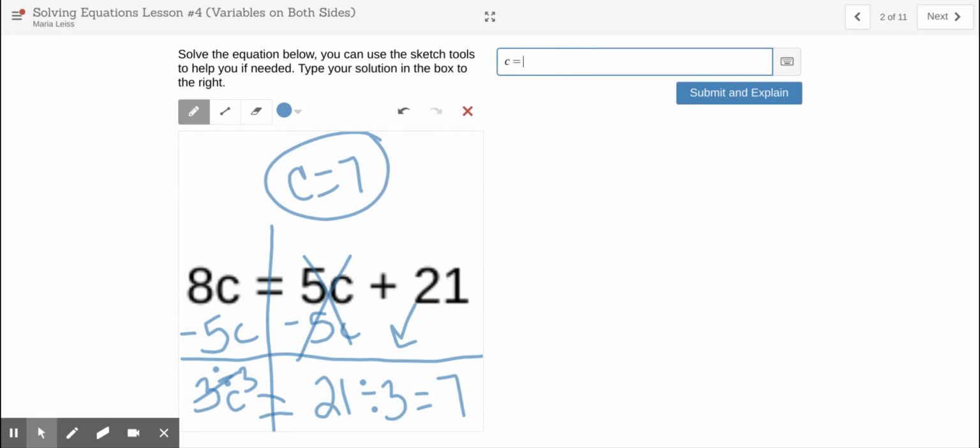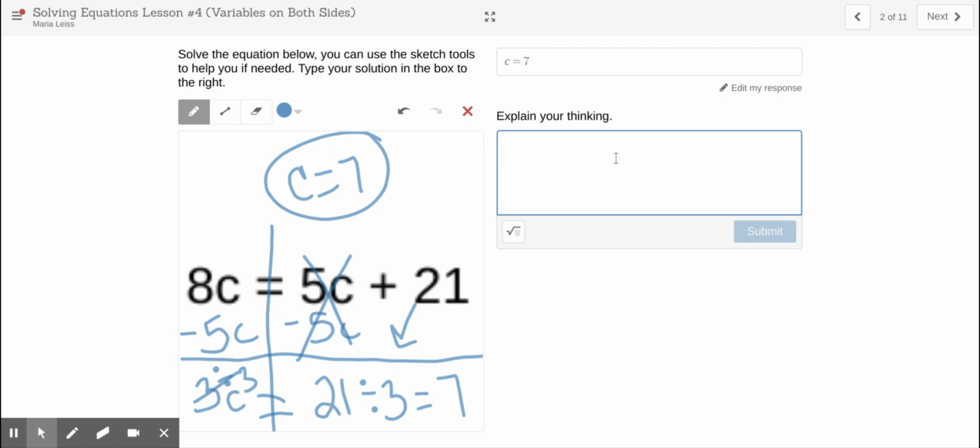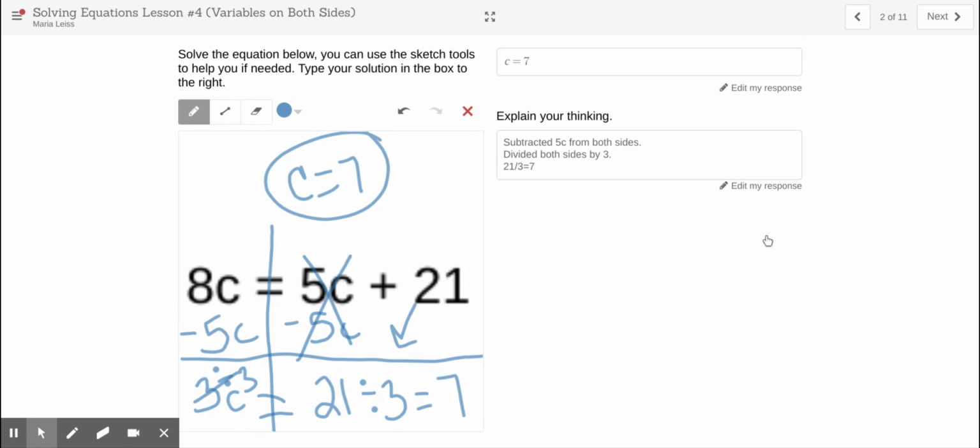So I'd come up here, type that in, and then explain. The first thing I did is I subtracted 5c from both sides. Then I divided both sides by 3, and I said 21 divided by 3 equals 7.